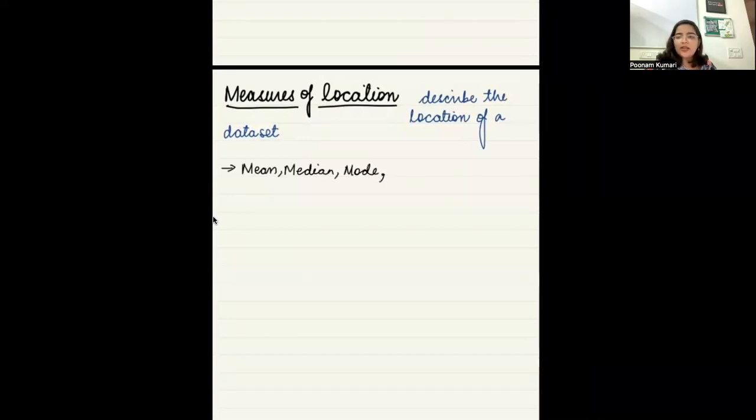Now you will also get to know one more thing, which is called the trimmed mean. So what is mean, what is median, what is mode, what is quartile? All these things we will get to know. Okay, so let's start talking about it one by one.